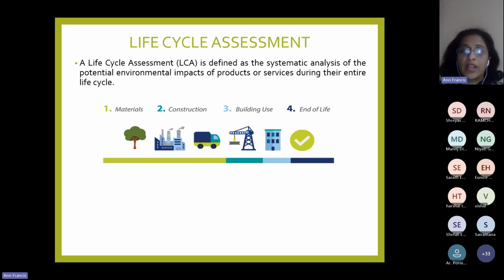LCA is a systematic analysis. This is the textbook definition: a systematic analysis of the potential environmental impacts of products and services during an entire life cycle. Ideally, life cycle assessment speaks about the impact of a product or service from the material manufacturing phase till its end of life. The product could be as small as a safety pin, or as big as a ship or a big tower, or different services. Life cycle assessment is a tool or a set of guidelines which help you quantify these impacts, so it helps you get numbers for the impacts.